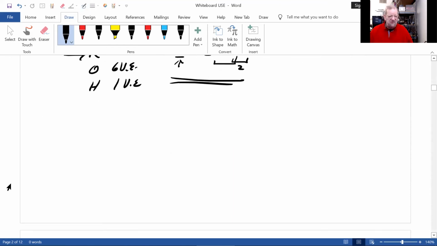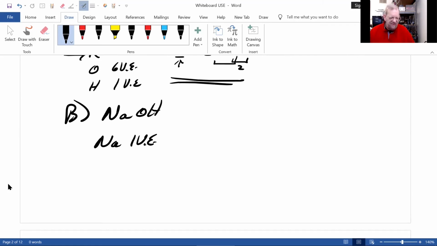All right, I'm going to share the fun. It's your turn. Another important molecule used heavily in the United States is sodium hydroxide. Sodium has 1 valence electron, oxygen 6 valence electrons, and hydrogen has 1 valence electron. Now I'm going to let you try to draw the Lewis structure for sodium hydroxide.